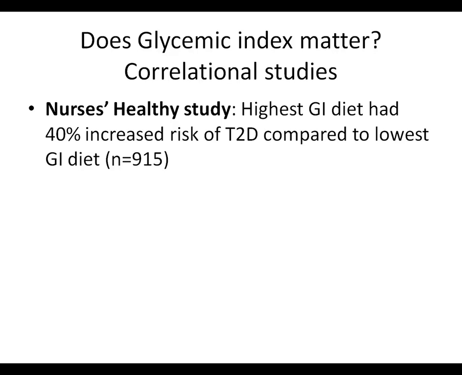And when they compared the nurses who had the highest GI diet to the nurses who had the lowest GI diet, they found that those with the highest GI diet had a 40% increased risk of type 2 diabetes. So that is where the interest in using the glycemic index to prevent diabetes came from.